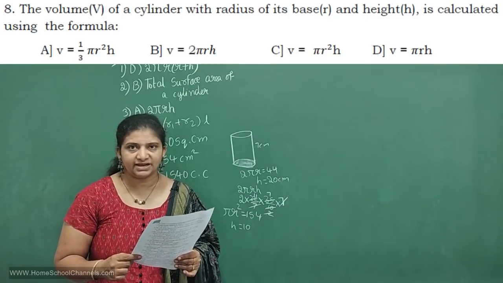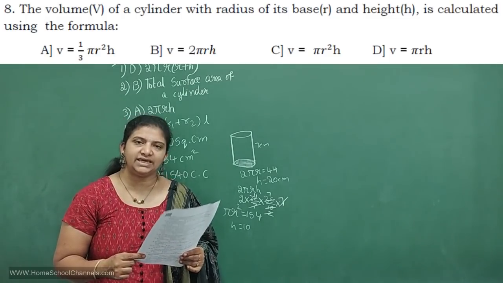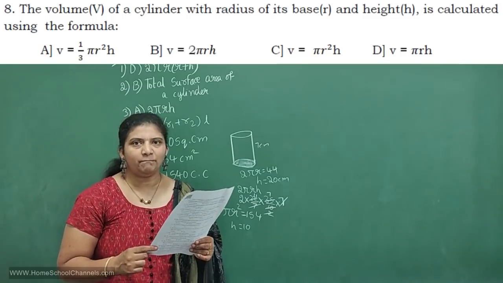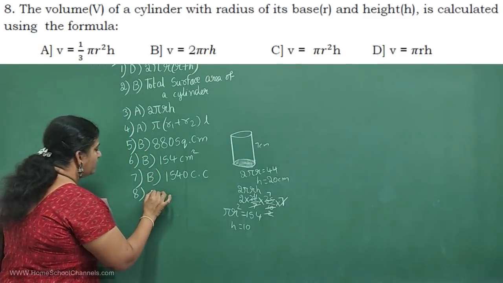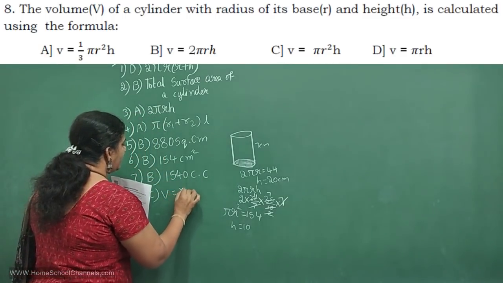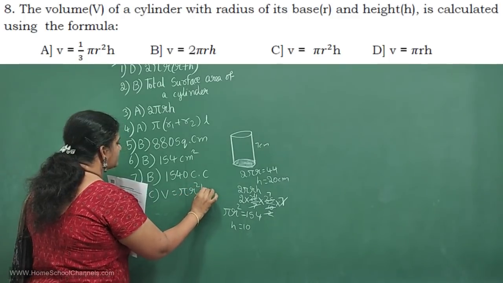So which option is the right answer? Option C. V is equal to pi r square h.